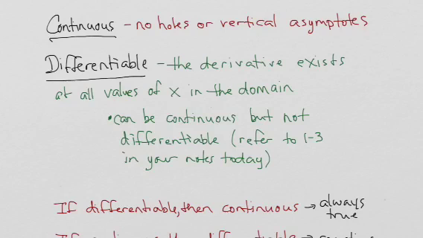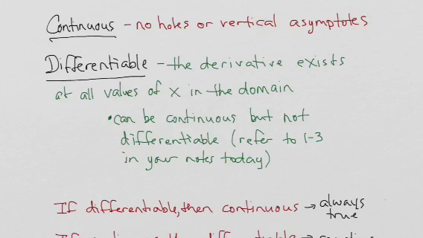Hope yours was too. All right, so today we're going to talk about something called differentiable. Essentially, what that word means is that we want to know if the derivative exists. To do that, we have to review the word continuous. Remember, continuous graphs have no holes or vertical asymptotes. Something is differentiable if the derivative exists at all values of x in the domain. So essentially, the graph has to be continuous. That's the first part.